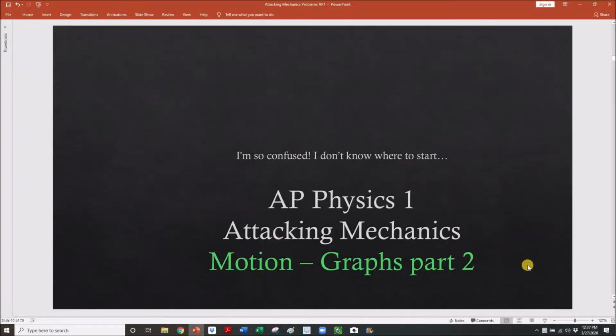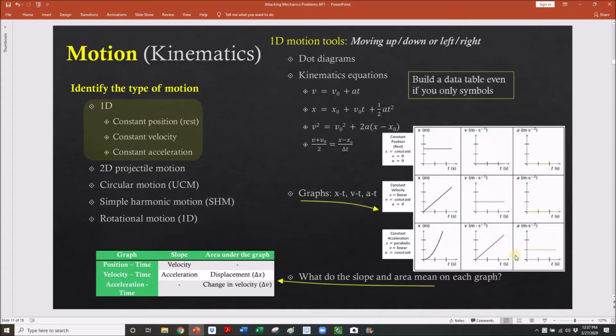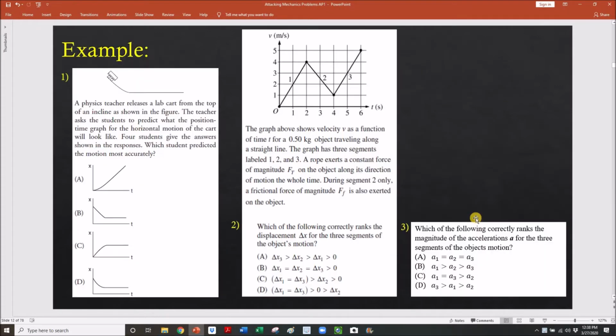Welcome back, everybody. Now that we have discussed motion graphs, position, velocity, and acceleration graphs, it's time to do a little practice. So let's look at, well, quickly, this is all our data that we've gone through, and in particular, we're going to do motion graph problems this time.